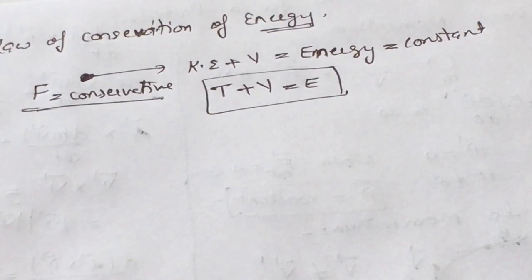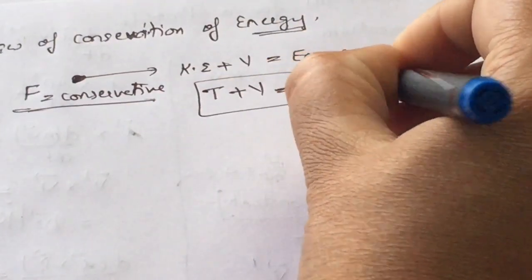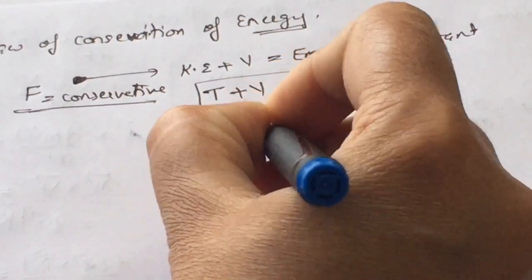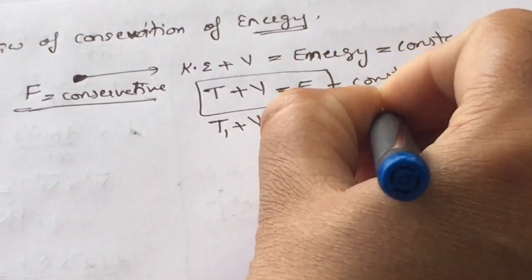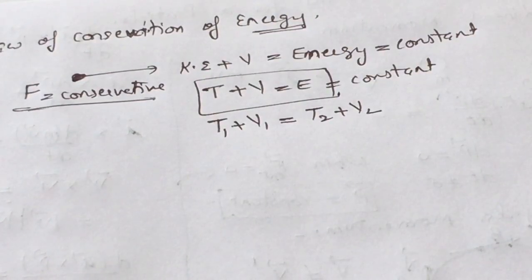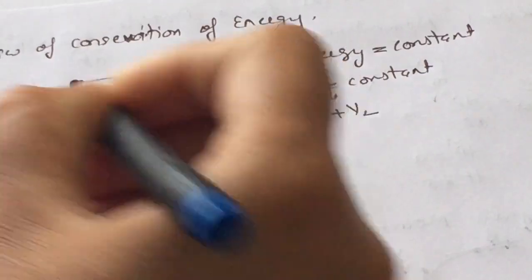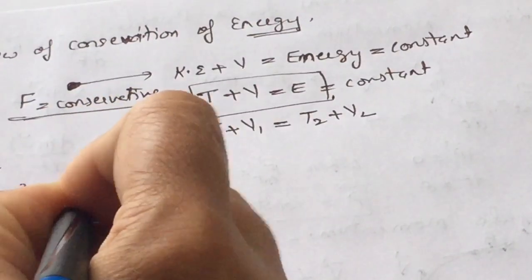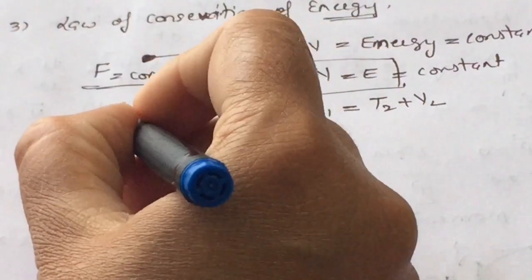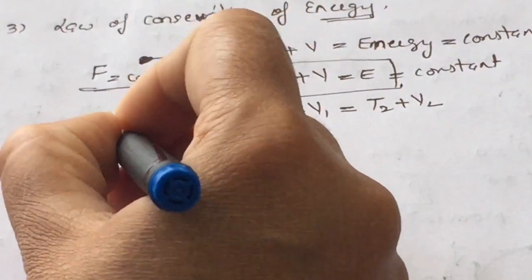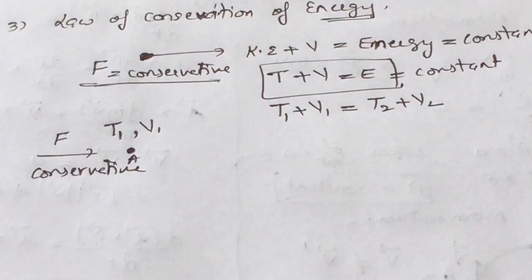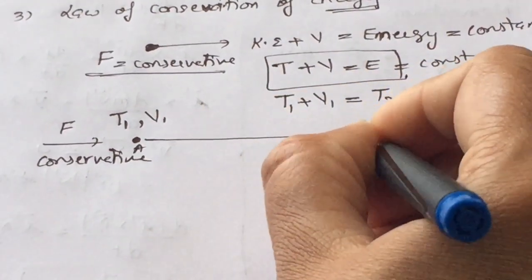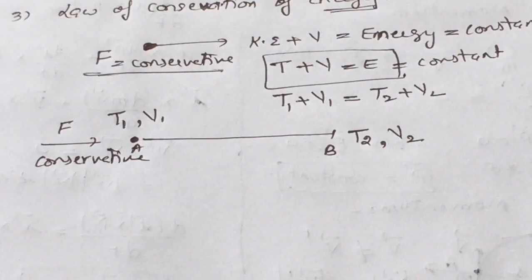Now we will prove that T plus V is equal to E, and it is a constant quantity. Energy can be proved constant if initial kinetic energy plus potential energy becomes equal to final kinetic energy plus final potential energy. Let us consider the particle has a force F, and that is a conservative one. The particle, when at position A, has kinetic energy T1 and potential energy V1, and at any point B after time t, the kinetic energy becomes T2, and let us consider the potential energy becomes V2.